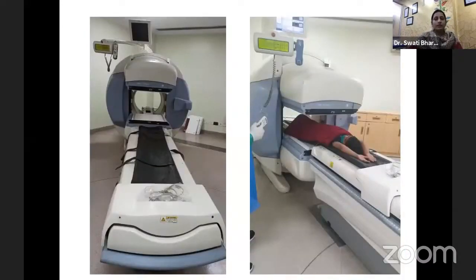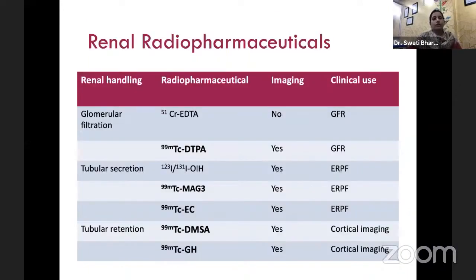So this is the machine at my hospital. You can see a patient who is lying on the scanner beneath the gamma camera. Young infants should lie still, so they can be gently swaddled and fastened with a Velcro strip, and sedation can be avoided in most situations. So what are the different radiopharmaceuticals which are used?